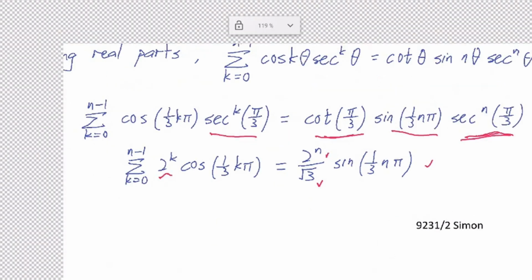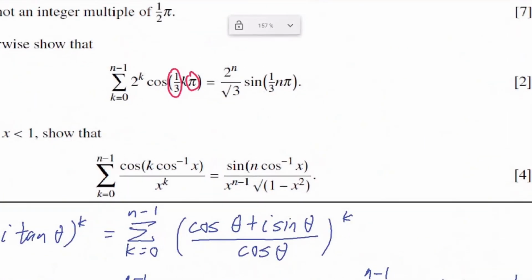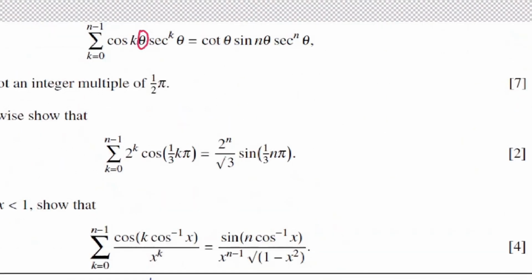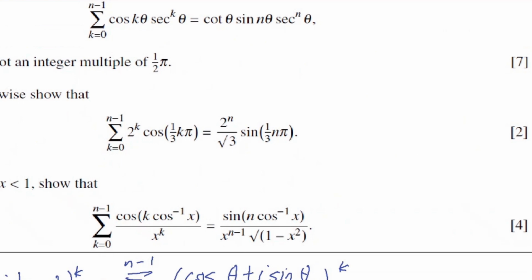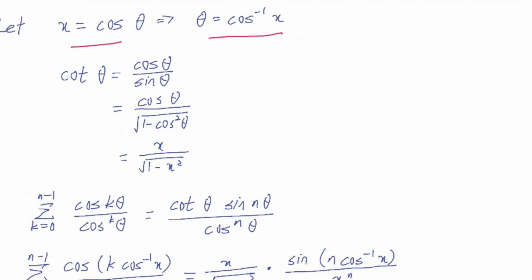A similar thing we can do to the last part. So now we have this thing here. Again, we see what has changed from the first line to the third relationship. It feels like the theta here has become arc cos of x. So if we let x be cos theta, it means theta is arc cos of x. We try to find the other ratios as well, such as cot theta.